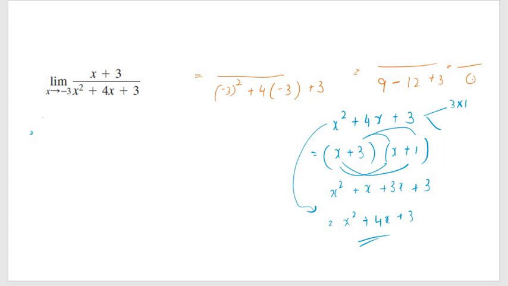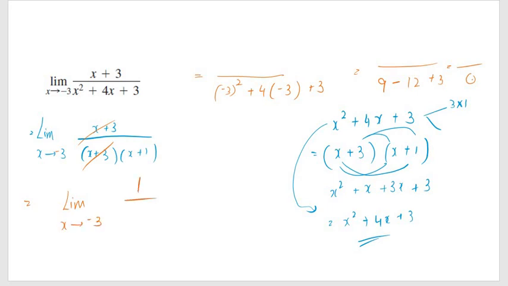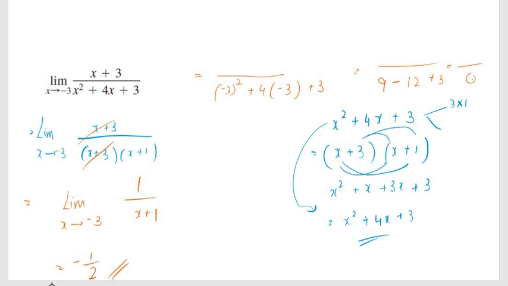So let's write it down here. Limit as x tends to minus 3, x plus 3 over x plus 3, x plus 1. And we see some common factors here. We cross off the common factors and then we get limit, sorry, this should be negative, as x tends to negative 3, it is equal to 1 over x plus 1, which is equal to 1 over minus 2. That's the answer. Let's go to the next question.